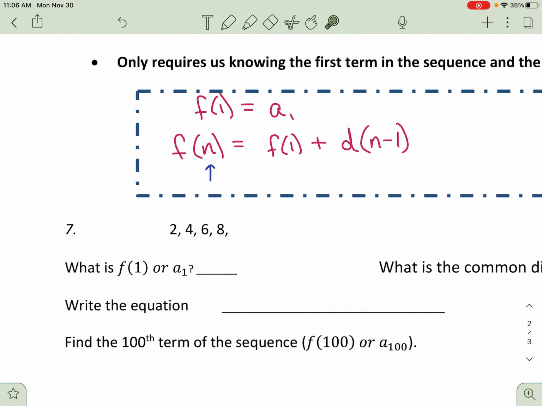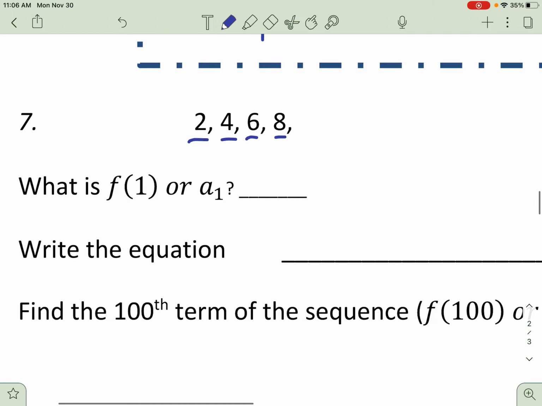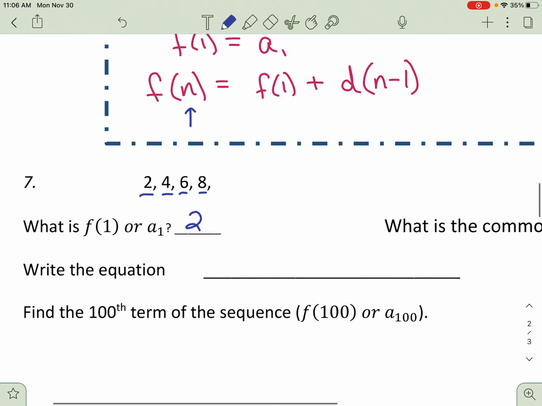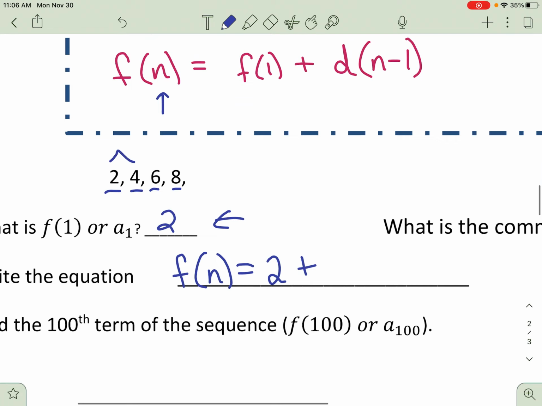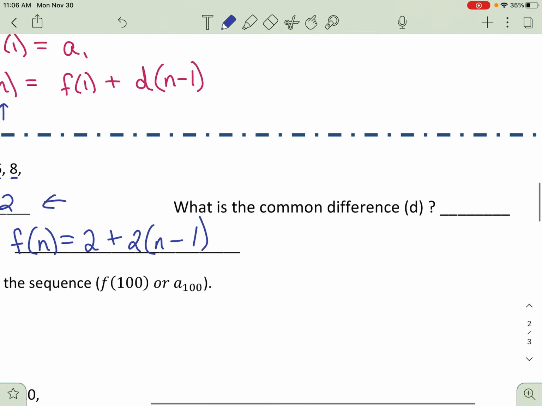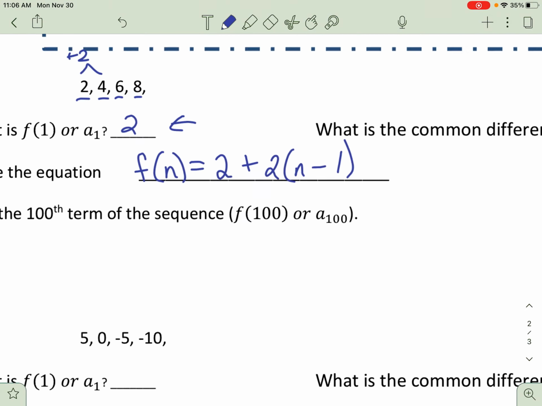All right, so for example, number 7, we have 4 terms here. Okay, what's the first one? The first one is 2. Okay, so we're going to write the equation, which we started up here, and now we're going to say the nth term is going to be 2 plus, because 2 is what we start with, the common difference here, which is also 2, times n minus 1. All right, so what's the common difference? It's also 2. Okay, so now using that information, we're going to figure it out.